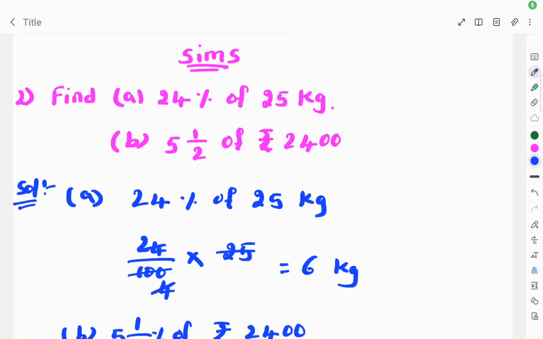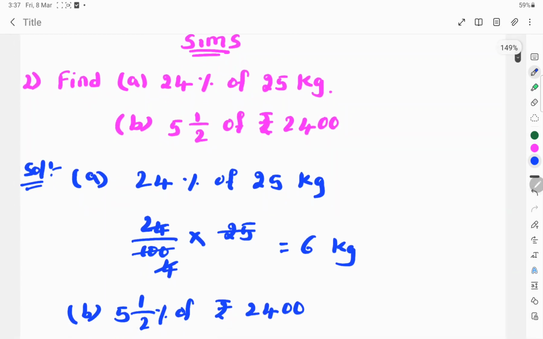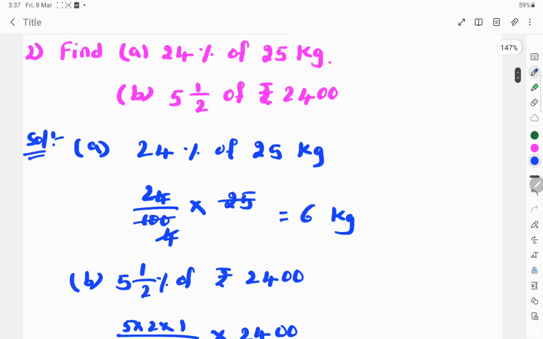Hi, welcome to Sims. Today's sum: find two sums here. A, 24% of 25 kgs, and B, 5 1 by 2% of 24 hundreds. Let's see the solution. A first.